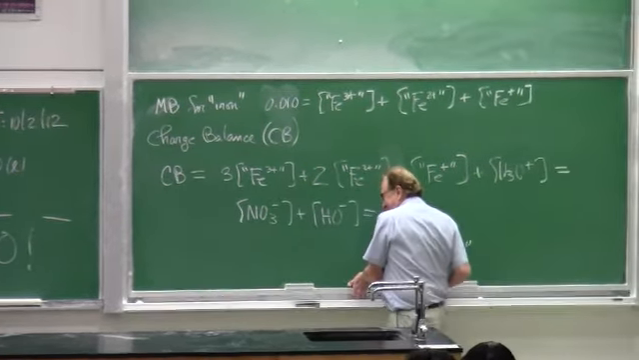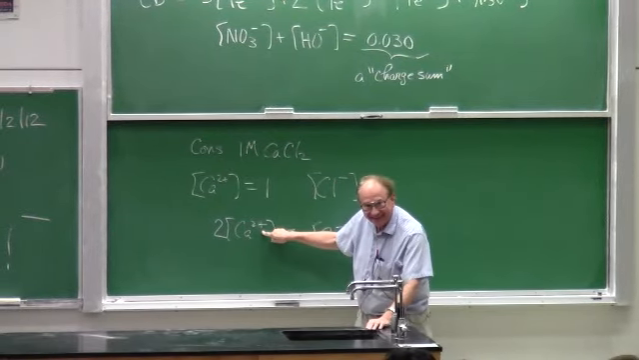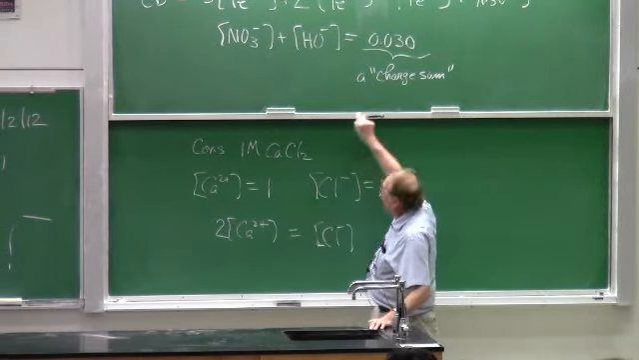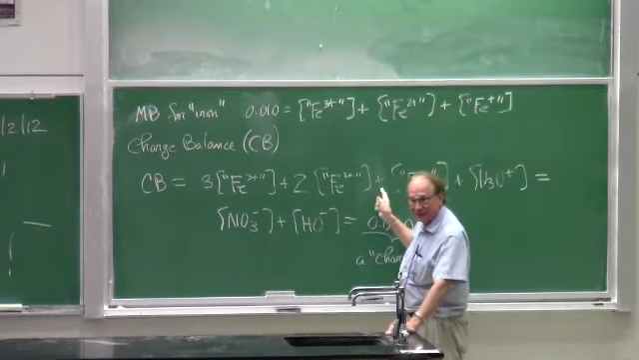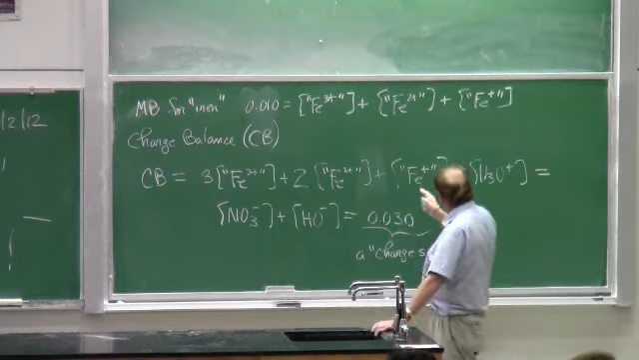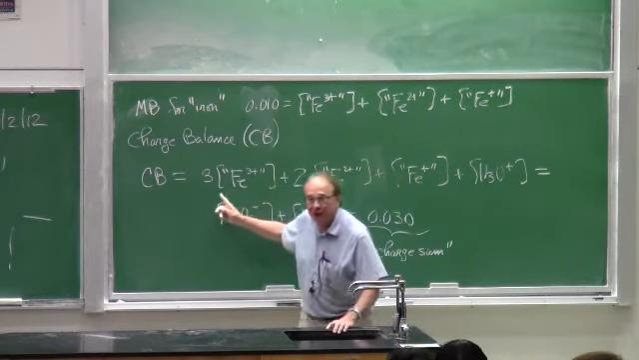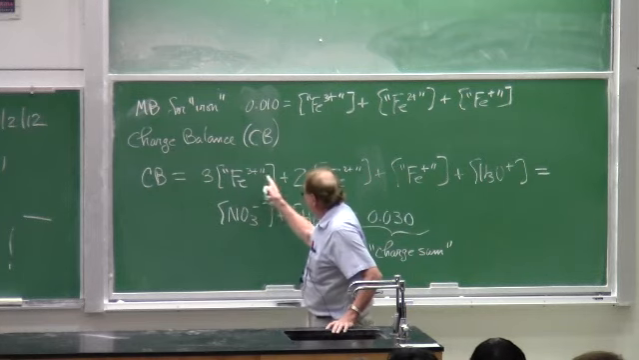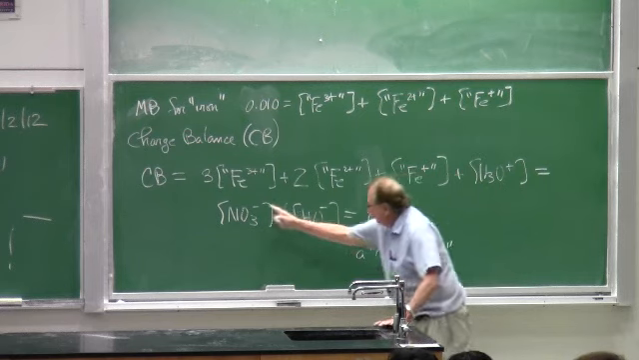Isn't that what we did here? 2 times this. Okay? So all you got to do is sum up the plus concentration terms, the minus concentration terms, and take every concentration term and multiply it by charge magnitude. 3, 2, 1, 1, 1, 1, done.